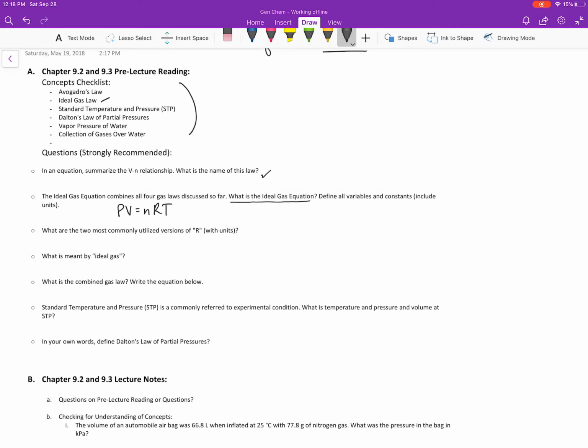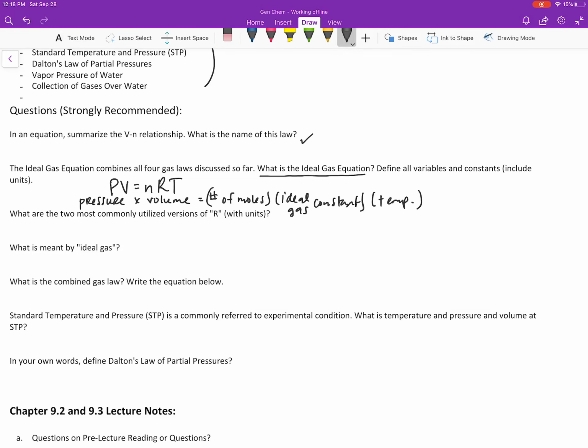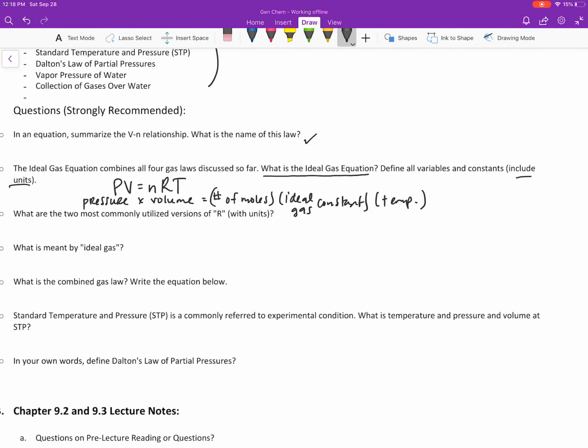We have pressure times volume is equal to the number of moles times the ideal gas constant times the temperature. We're going to wait on the units simply because the next one is going to force us to think about the units.